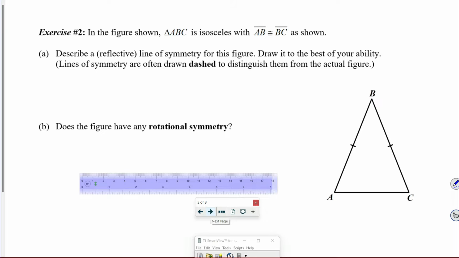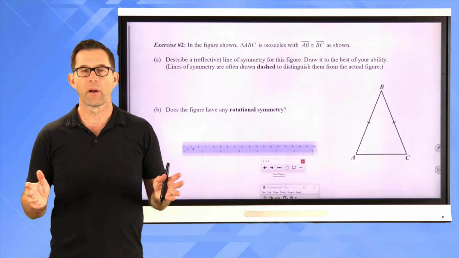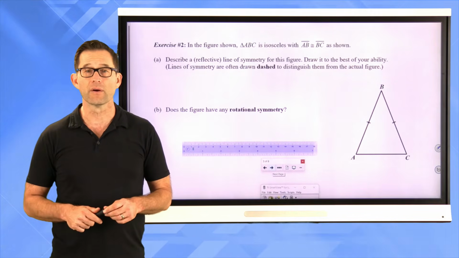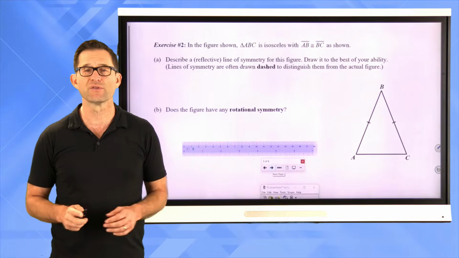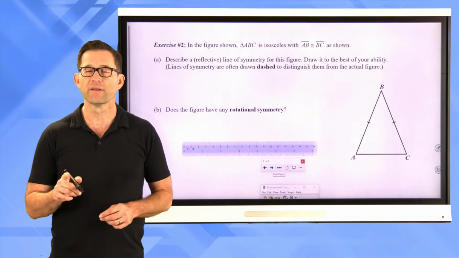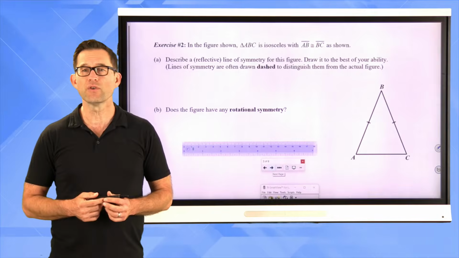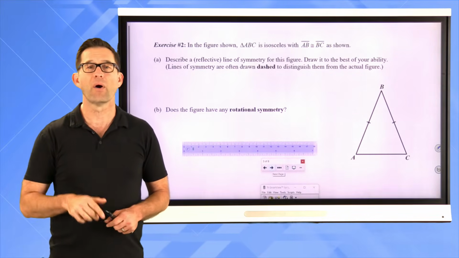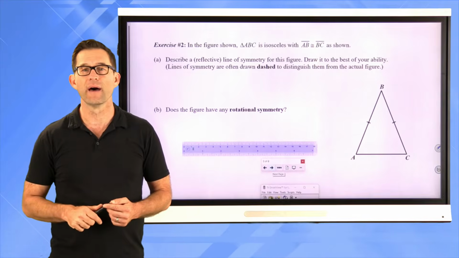Describe a reflective line of symmetry for this figure. Draw it to the best of your ability. Lines of symmetry are often drawn dashed to distinguish them from the actual figure. All right. Well, you've probably done this before, but what I'd like you to do is try to draw a line up on that figure. You can use a ruler if you want, or you can just sort of hand sketch it, right? I'd like you to sketch it in dashed, where if you took this figure and you reflected it across that line, it would map onto itself. Go ahead and do that.